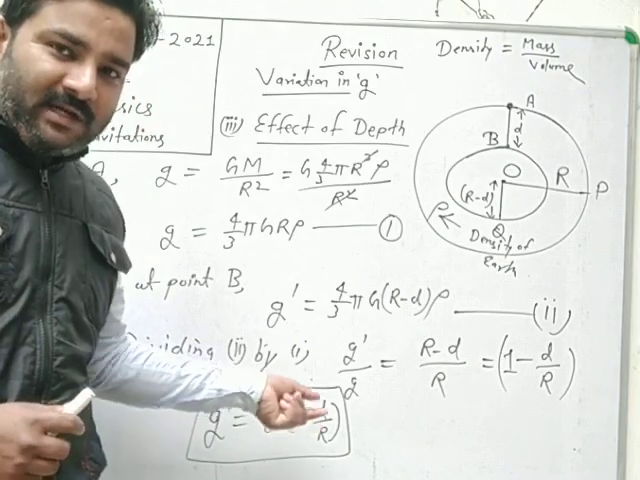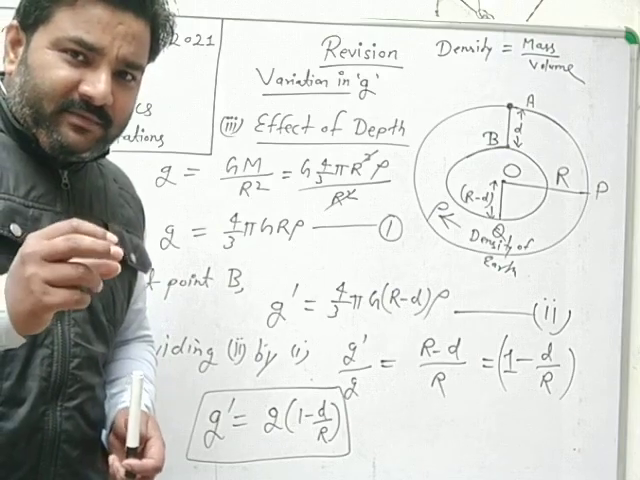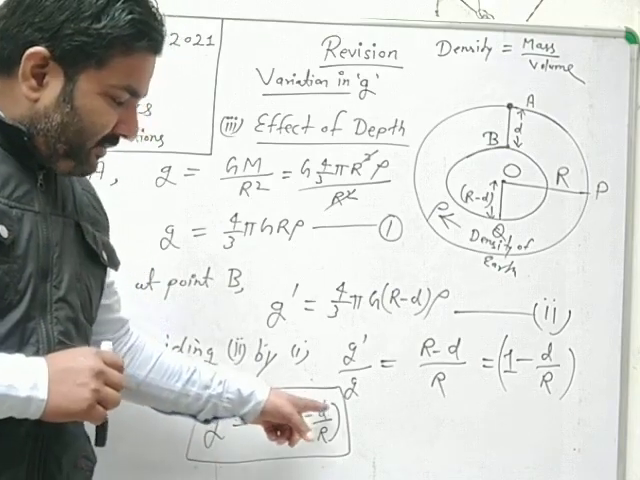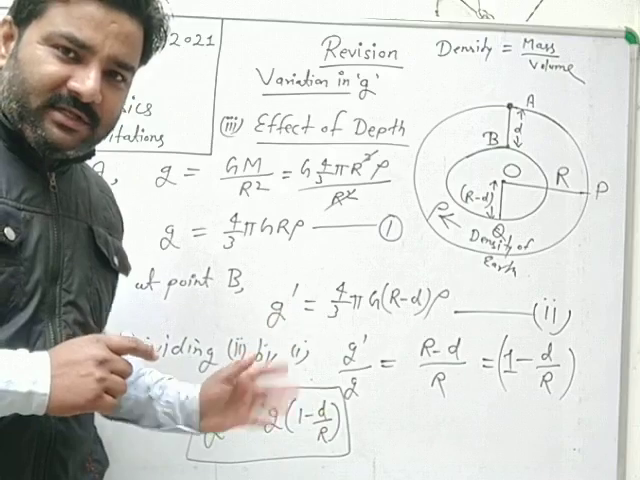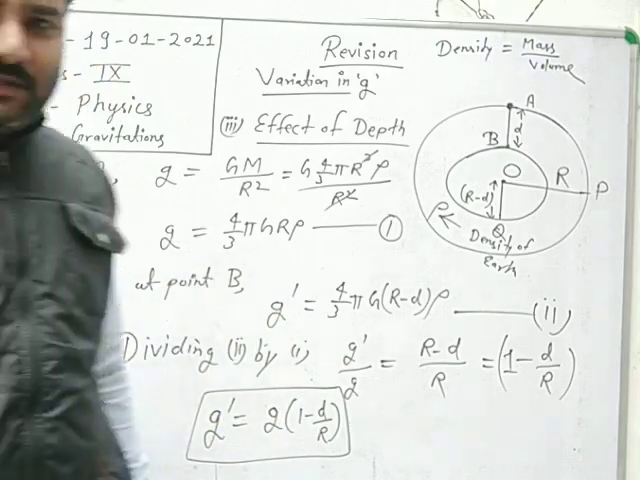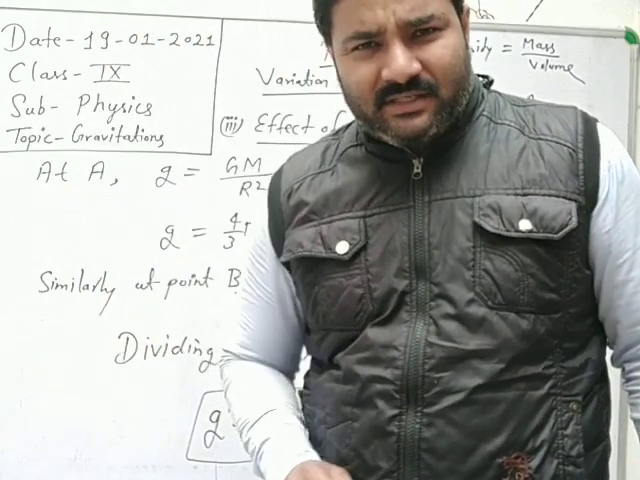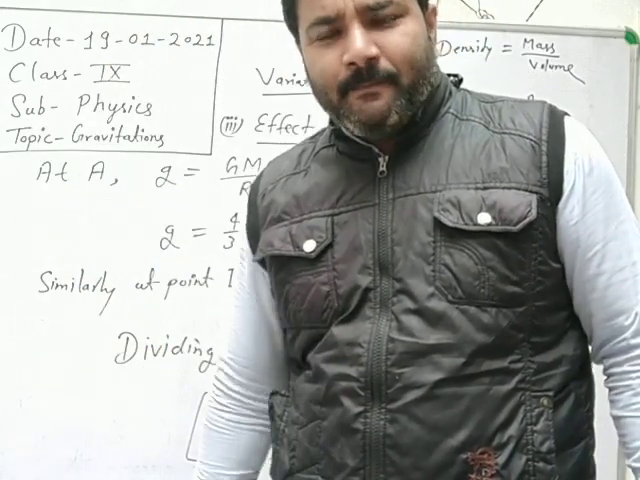And if d is equal to R, it means we are going to the center. Then the depth will be equal to the radius of Earth. Then r upon r is 1, and 1 minus 1 is 0. Then gravity will be 0. So note down all. Very important conclusion. This conclusion is not only important for class 9th standard, it is also important for class 11th standard.